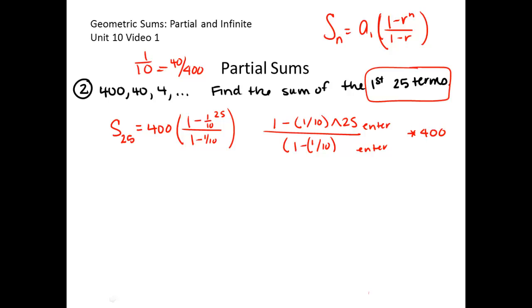Okay, so it comes out as 444.4 repeating. I went ahead and turned it into a fraction, and my fraction is 4,000 over 9, and that is me adding together the first 25 terms of this particular sequence.